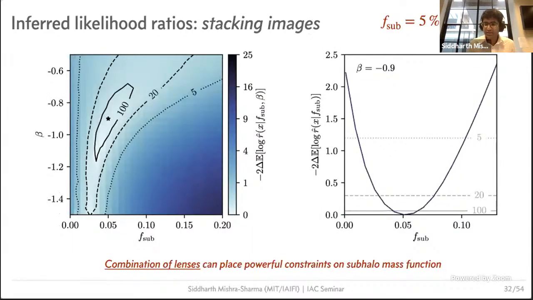Because we're dealing with likelihoods, which are very nice objects that can just be multiplied together, or the log likelihoods can be added together, we can combine information from multiple lenses. So on the left, I'm showing the same parameter space, f sub and beta, combining information from 5, 20, 100 lenses. So you can see that the expected frequentist contours get tighter and approach the true value in an unbiased way. And the right is just showing a slice through beta equals minus 0.9. Again, you can see that the likelihood surface gets tighter as you start adding more and more lenses.